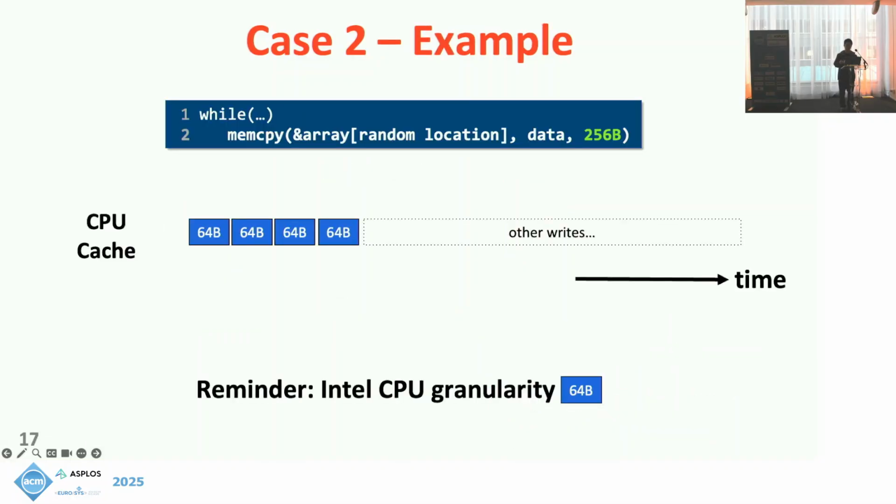To get some deeper understanding of the situation, let's take a look at this simple code example. A memory copy of 256 bytes to a random location of the array is surrounded by a loop. And as a reminder, the Intel CPU has a granularity of 64 bytes, and the CPU will break the write into multiple 64-byte cache lines.